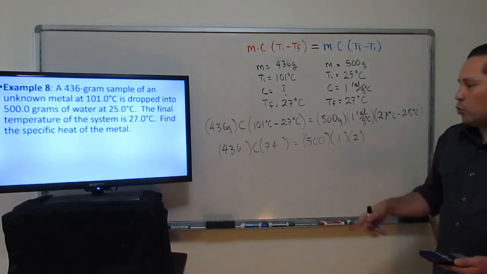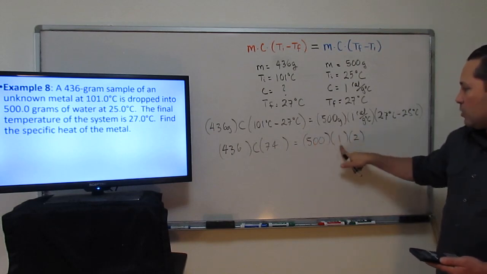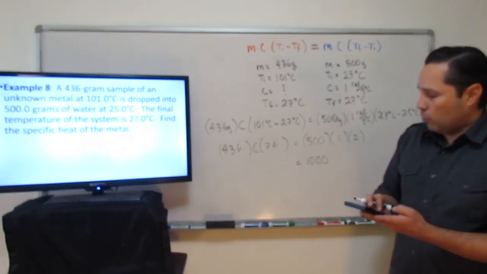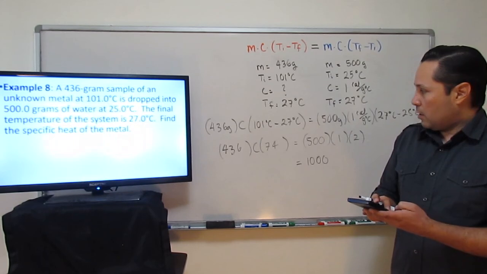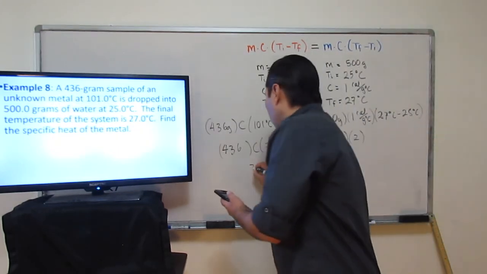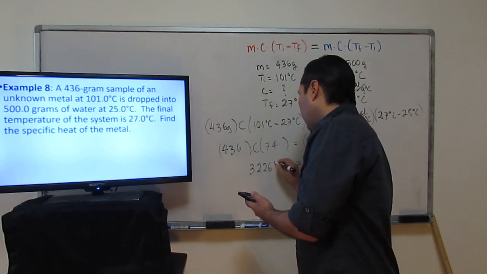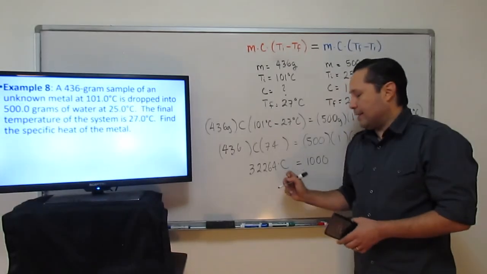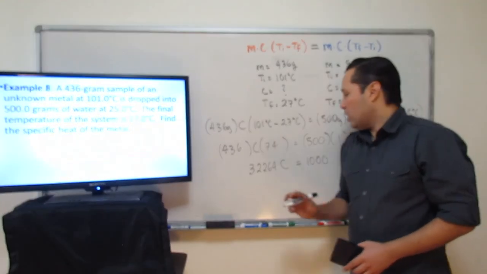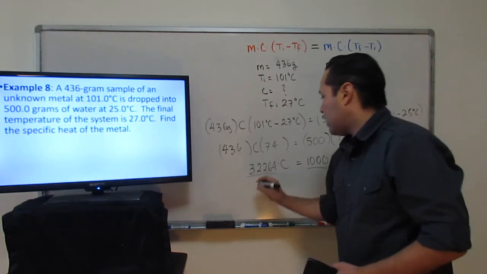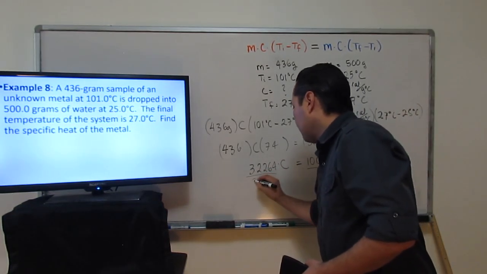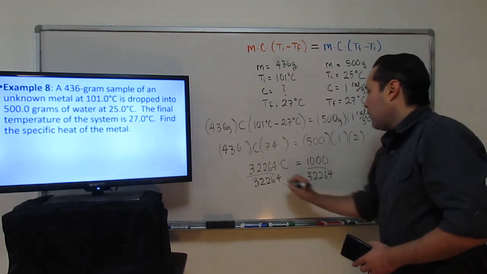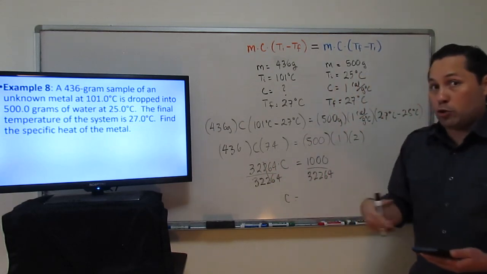Next, let's continue to simplify this. It's going to be 500 times 1 times 2, which gives me 1,000. And on this side it's going to be 74 multiplied times 436, which equals 32,264 times the C. Next step, I want to isolate the C, the specific heat. I want it all by itself. So I'm going to divide both sides by 32,264, and that's going to give me our answer for the specific heat, which should be a decimal.